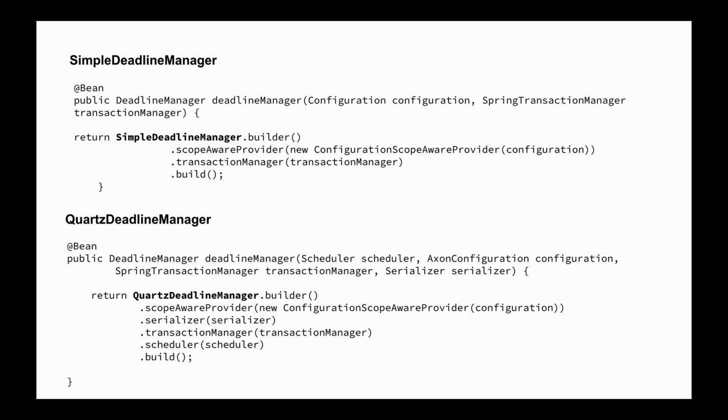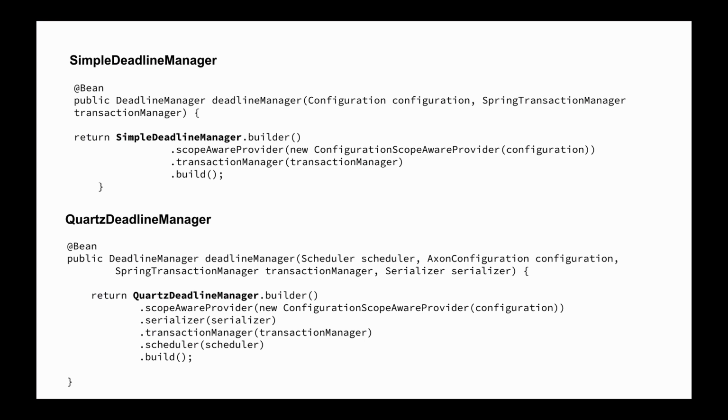The main difference between the two is that the simple deadline manager keeps scheduled tasks in memory and it does not persist them. So if JVM shuts down, then the scheduled deadlines are lost. The Quartz deadline manager is more advanced and it will use a persistent storage to keep the scheduled tasks. This way, if JVM restarts, then the scheduled deadlines are not lost. So you might want to use the Quartz deadline manager for longer time deadlines. For example, if you want to schedule a deadline to wait for 7 days, then you will most likely want to use Quartz deadline manager instead of a simple deadline manager.